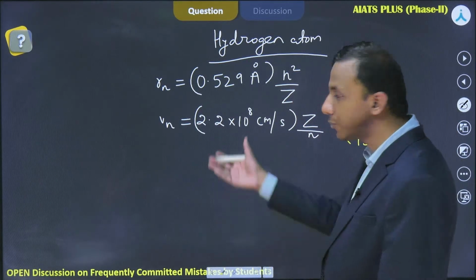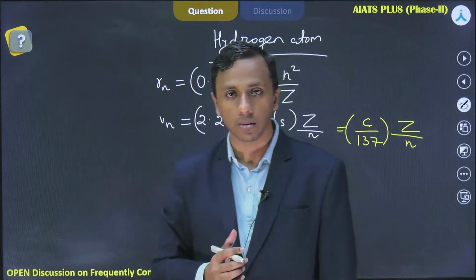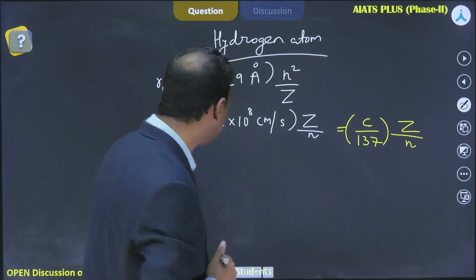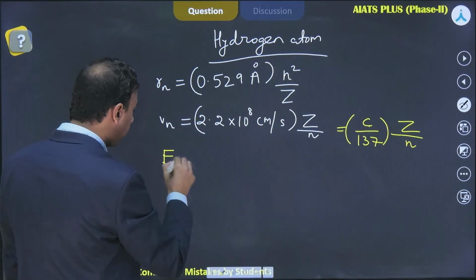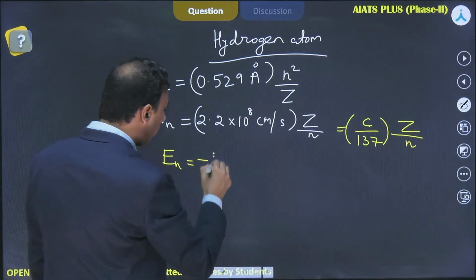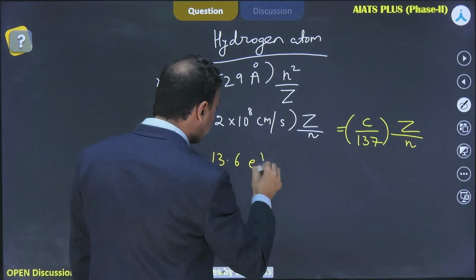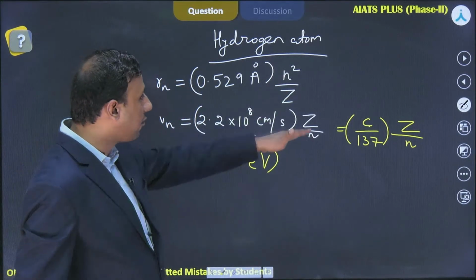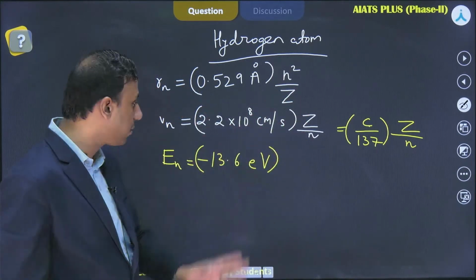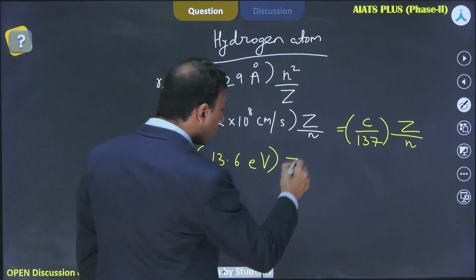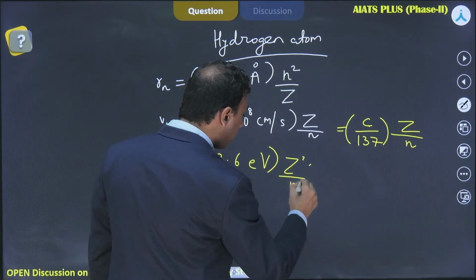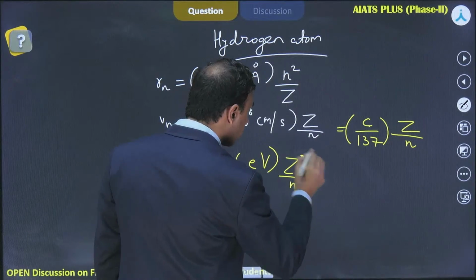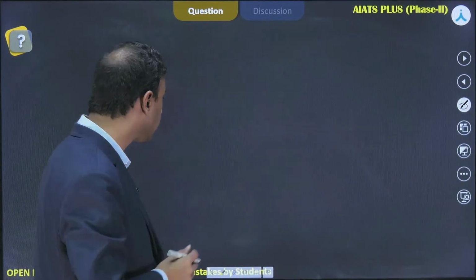Moving on, and also remember the expression for energy as well, right? Energy, what was that one? If you want, you can write, let me write that one also. Energy is minus 13.6 electron volt. We are writing for hydrogen atom, right? For hydrogen atom, Z will be 1. Put Z is equal to 1. Everything else will remain the same. Into Z square by N square. Okay? Z square by N square.